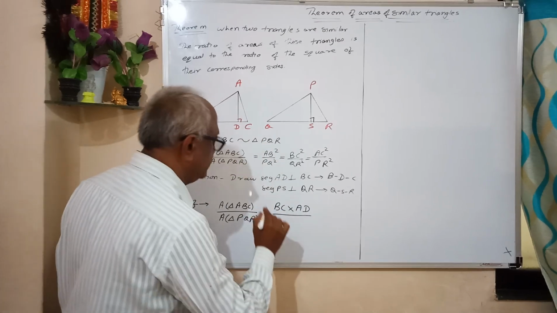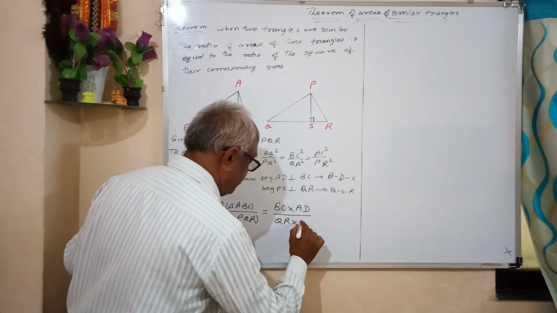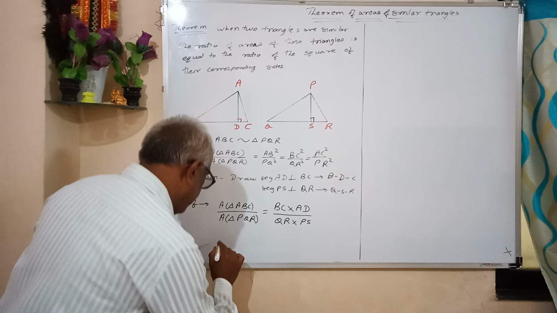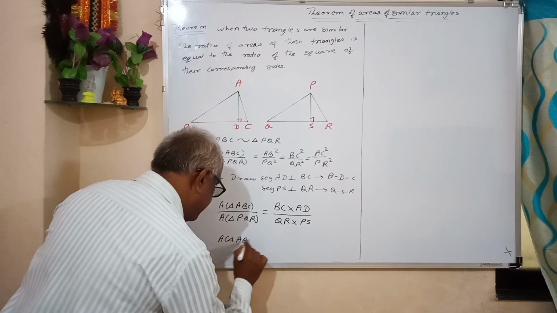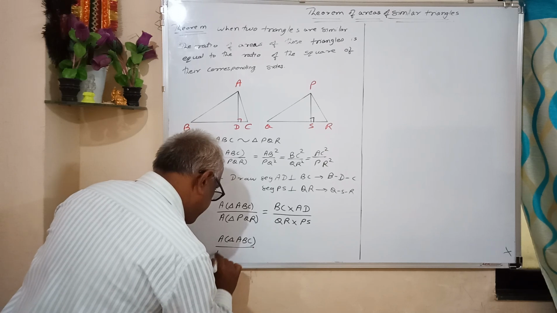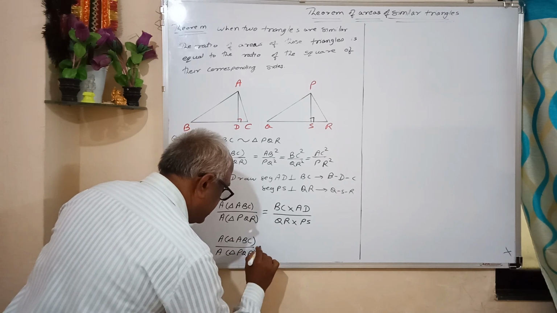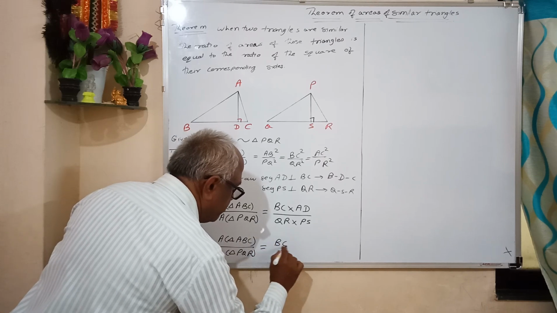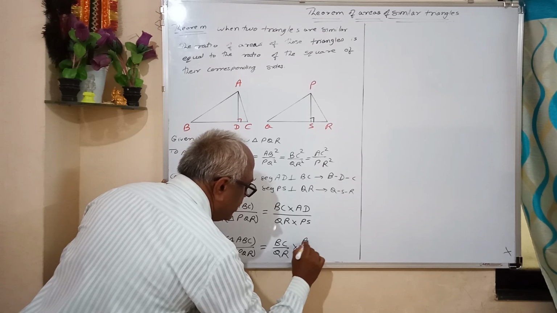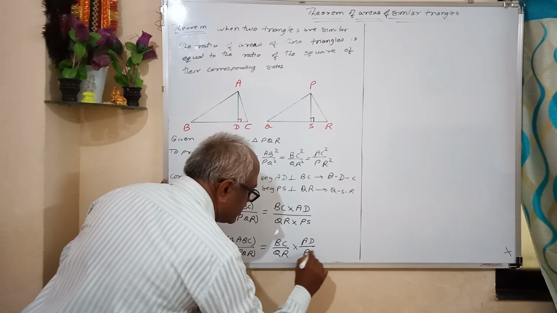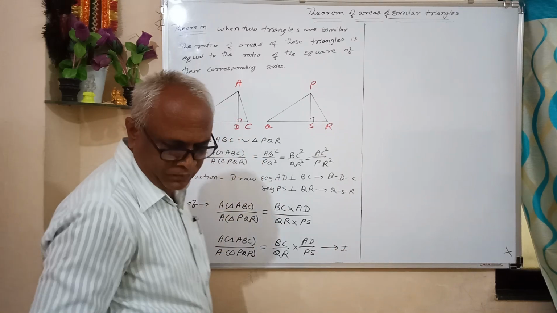upon QR into PS. The same we will write in this way now. Area of triangle ABC upon area of triangle PQR is equal to BC upon QR into AD upon PS. This is equation number 1.